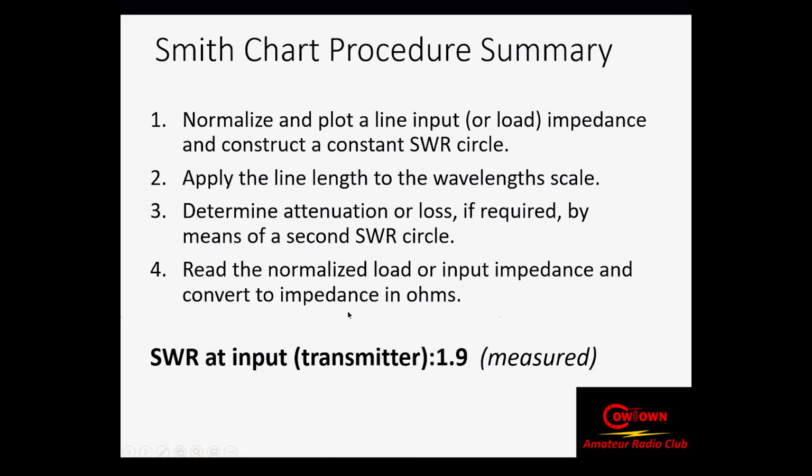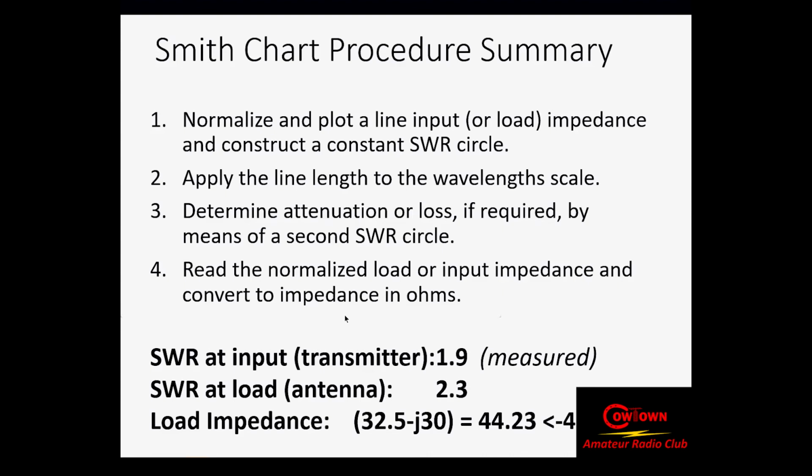So the SWR at the input or at the transmitter is a measured 1.9. The SWR at the load or the antenna is 2.3. Oops. How did that happen? It's worse than I thought it was. The only thing that's happened here is that I fooled my radio into thinking that the interface is better than it really is. So the radio is keeping its power output up. That is a positive thing, but it's not necessarily sending that much more energy out the antenna. In fact, it may not be sending any more energy out the antenna.